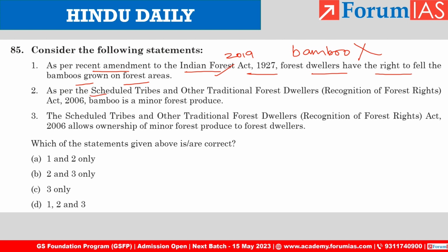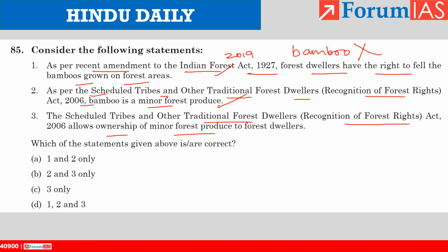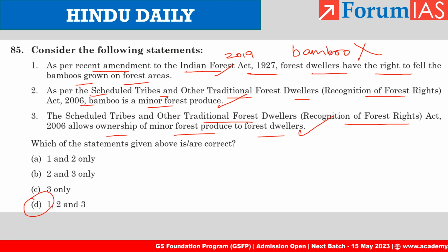Second statement, as per the scheduled tribes and other traditional forest dwellers recognition of forest rights act, bamboo is a minor forest produce. So according to forest rights act, bamboo is a minor forest produce. Next, scheduled tribes and other traditional forest dwellers recognition of forest rights act allows ownership of minor forest produce to forest dwellers. So it allows ownership of minor forest produce. Yes, this is correct. They are allowed to collect minor forest produce like honey, tendu leaves, etc. So all the statements are correct. Answer is D, 1, 2 and 3.